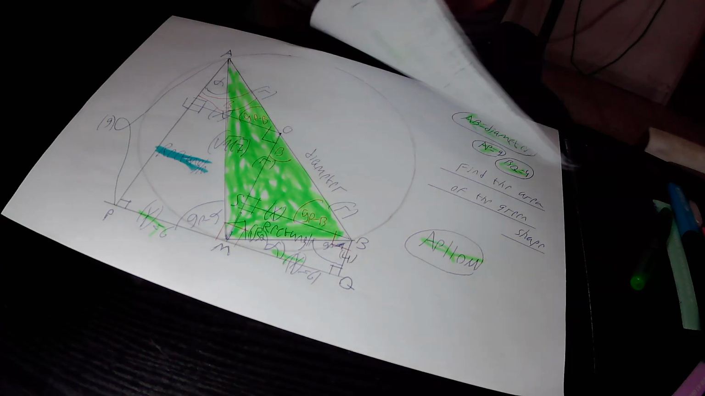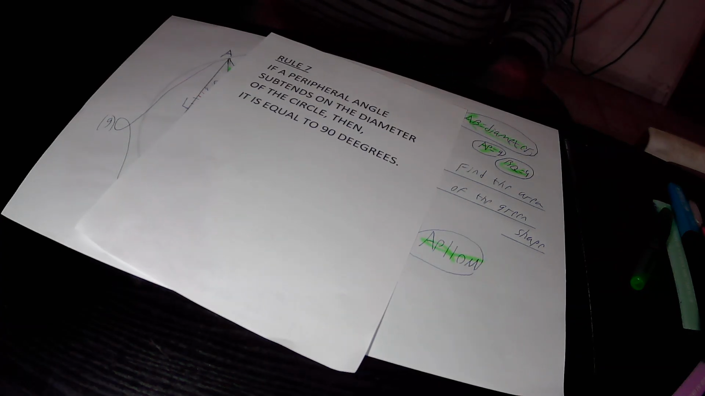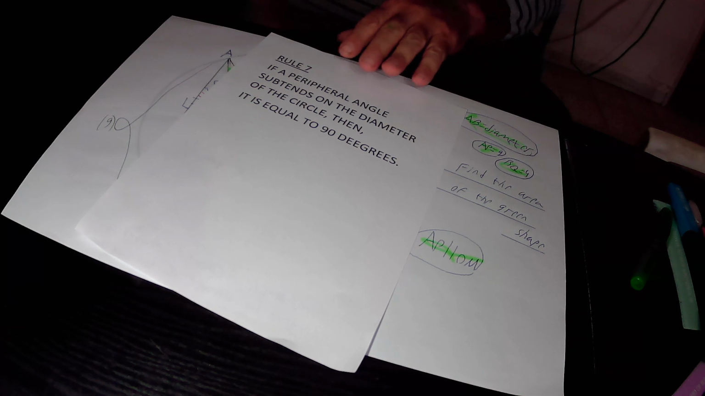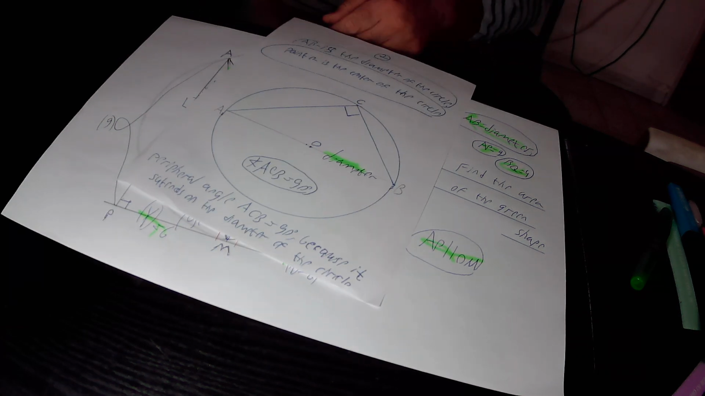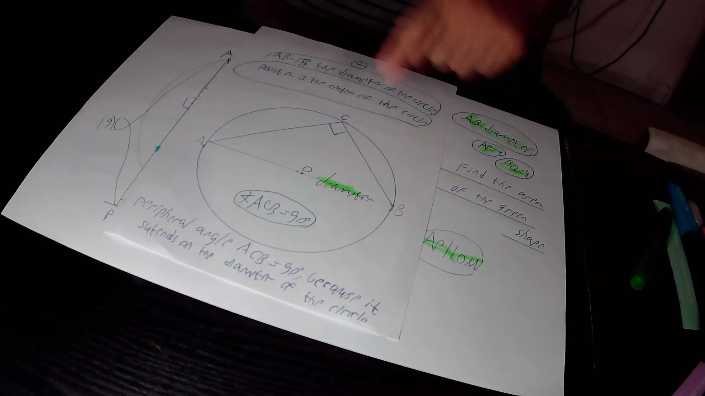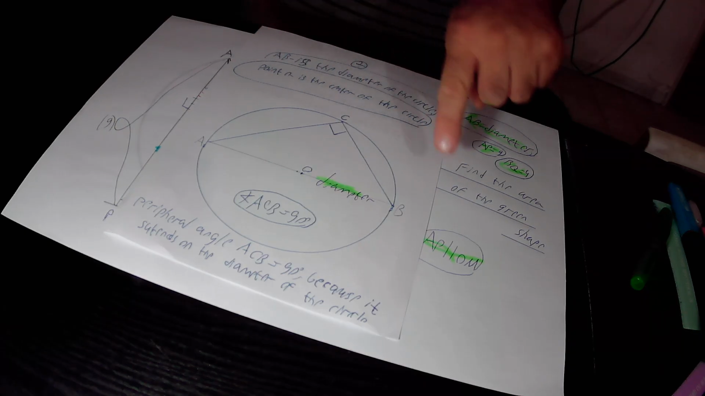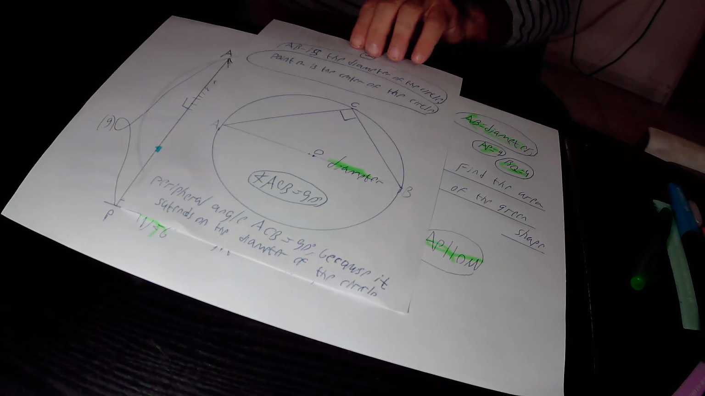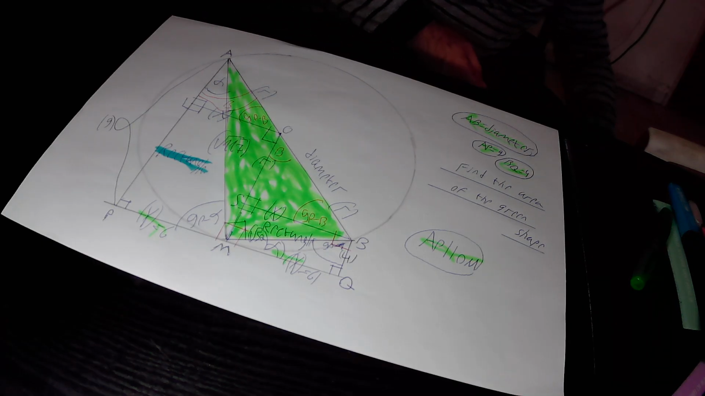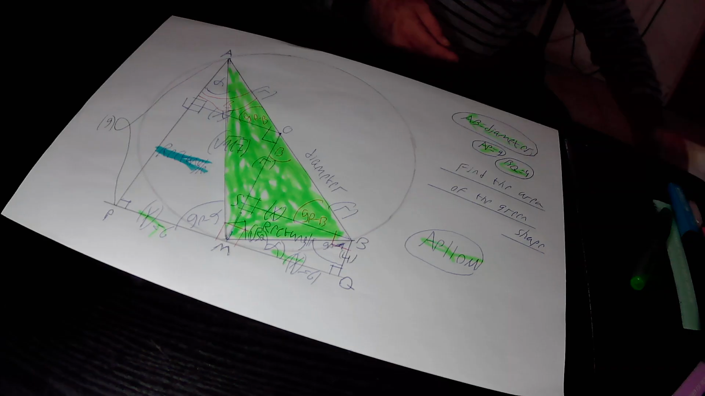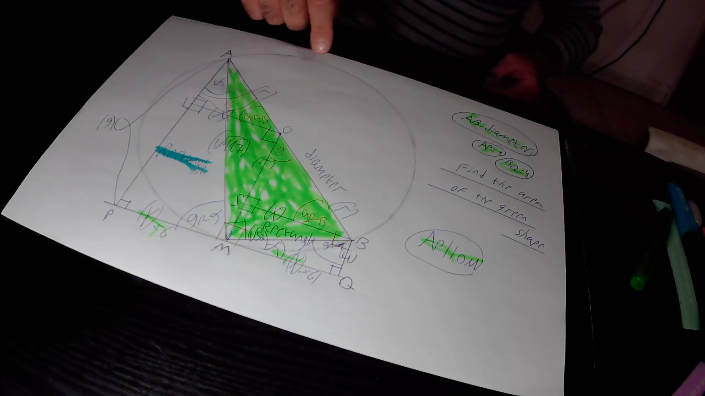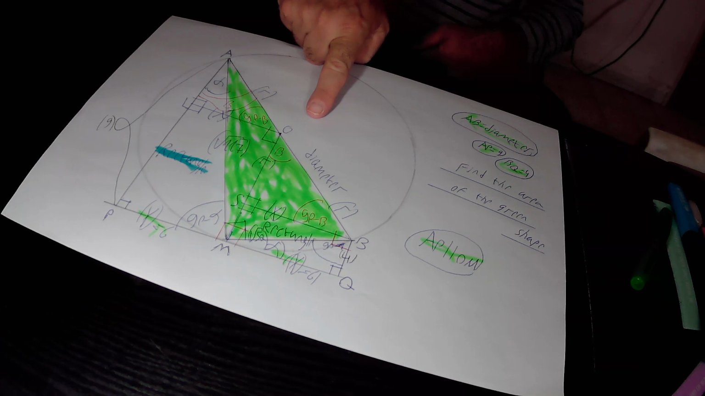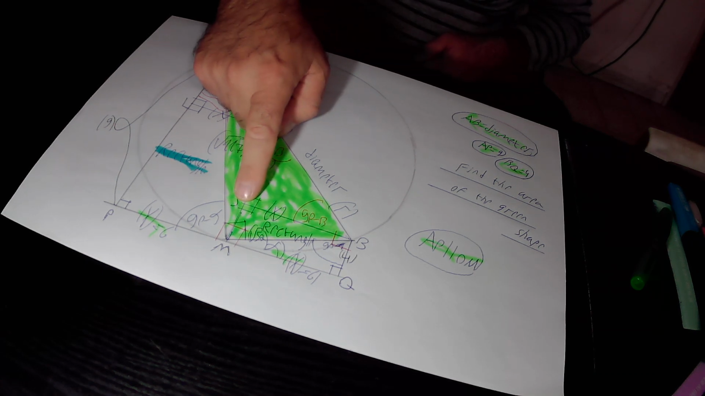Then again, rule 7: if you place an angle subtending the diameter of the circle, then it is equal to 90 degrees. In the drawing, we have a circle. AB is the diameter of the circle. This is triangle ACB that subtends AB, the diameter of the circle, therefore the angle is equal to 90 degrees. So according to rule 7, any angle that subtends the diameter of the circle must be equal to 90 degrees. In the drawing, we have triangle ACB that subtends the diameter of the circle, AB, and therefore the angle at C must be equal to 90 degrees according to rule 7.